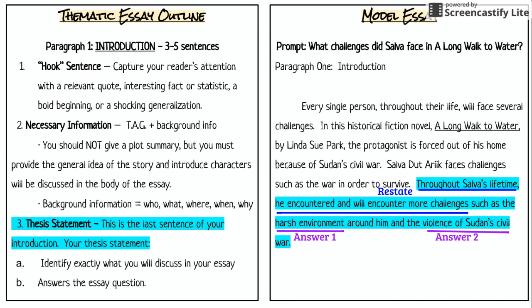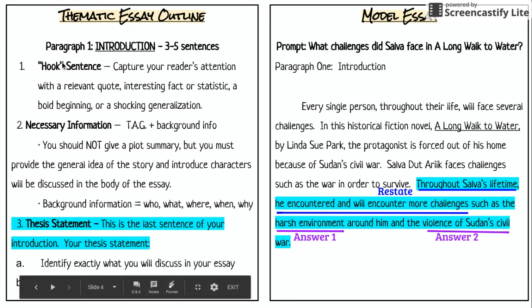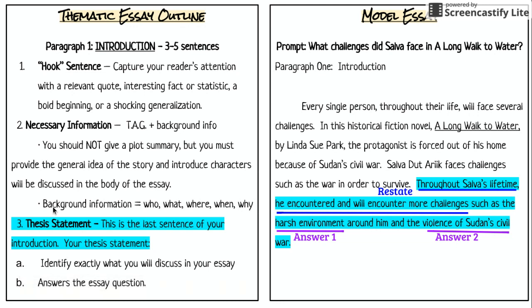Okay, so at this point now, you should have a hook sentence, necessary information, and your thesis statement. Once you've completed those 3 steps, then you are finished with your introduction paragraph for now, and you are ready to move on to tomorrow's lesson, which is body paragraph.